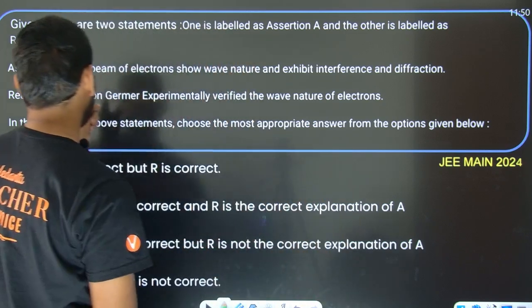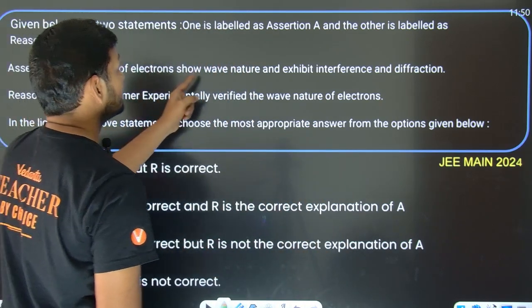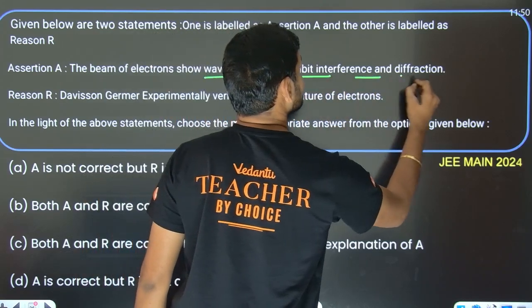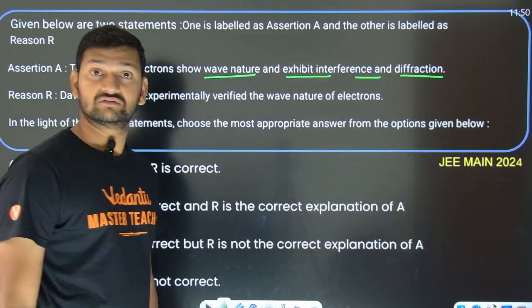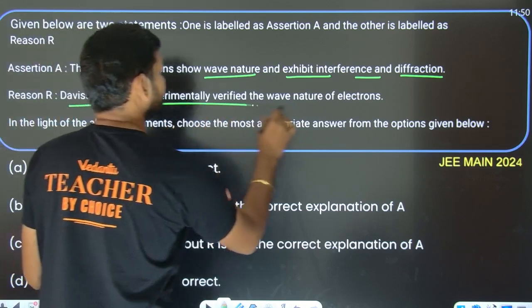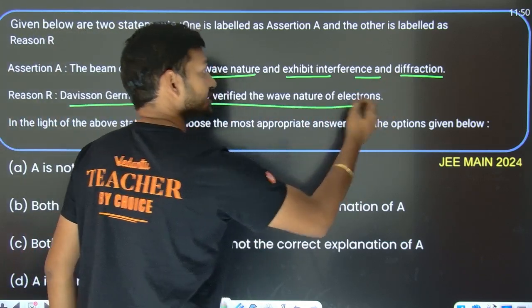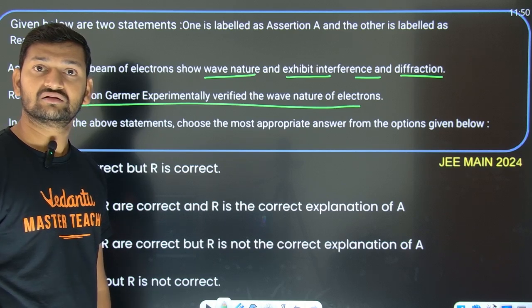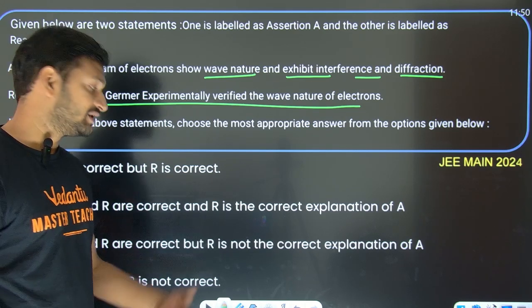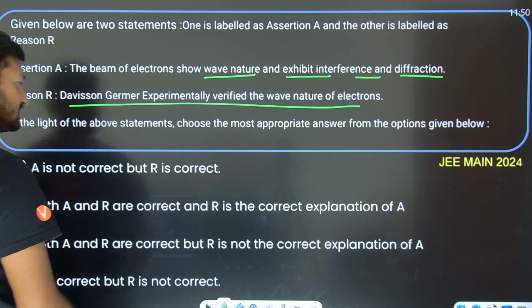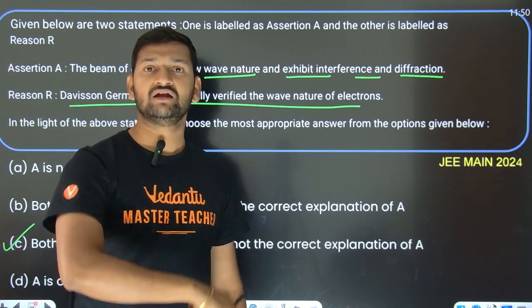See, read the first one. The beam of electrons show wave nature and exhibit interference and diffraction. And the second is, it's just a fact. How is this first statement explained by the second statement? No, right? That is why I will go with not an explanation. I don't care about the answer given.